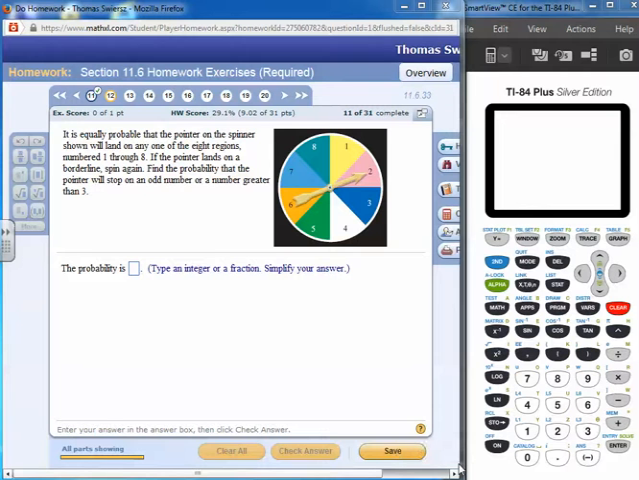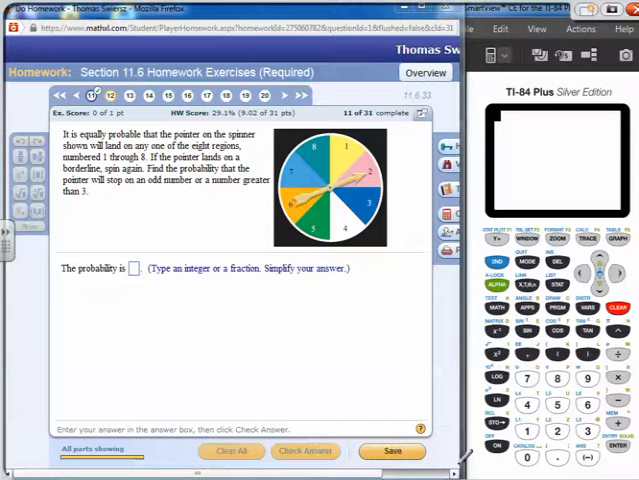Let's look at homework exercise number 12 from section 11.6. It is equally probable that the pointer on the spinner shown will land on any of the 8 regions, numbered 1 through 8. If the pointer lands on a borderline, spin again. Find the probability that the pointer will stop at an odd number or a number greater than 3.